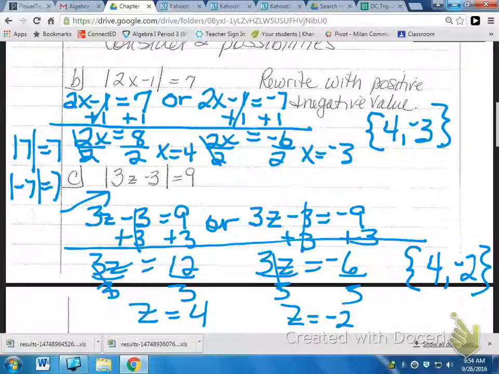When you have absolute value, you're going to have two answers because you got to consider the positive end and the negative end. Questions? You got to rewrite it and solve both. It doesn't change what's inside the absolute value, only what it's equal to.